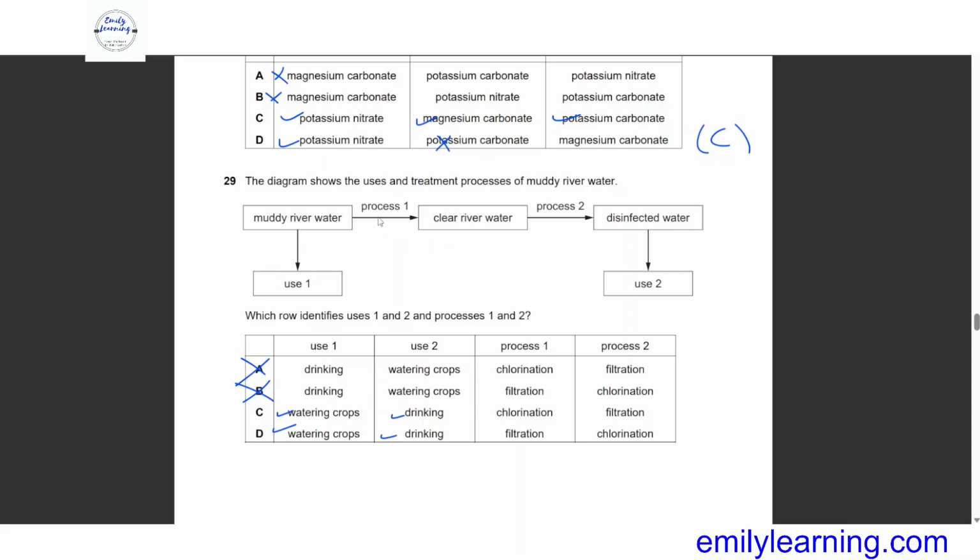Now let's take a look at process 1. So it goes from muddy to clean. So basically the process is called filtration. You remove the mud, the stones, and all the solid particles. After that, you need to disinfect it. To disinfect it, you add chlorine because chlorine kills germs. So this process 2 is chlorination. So the answer for 29 is D.